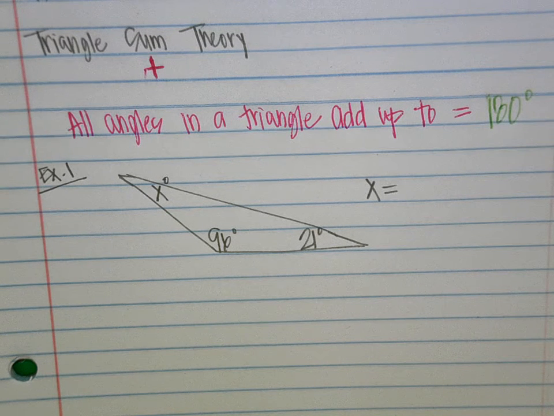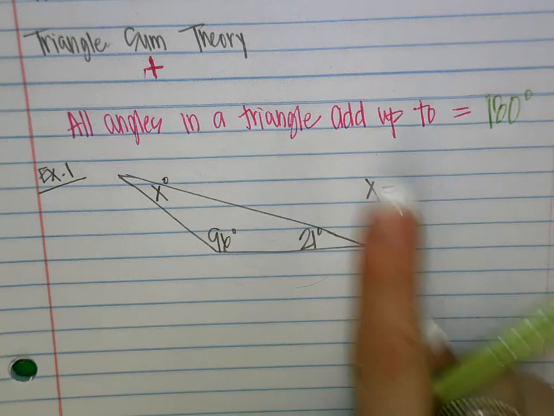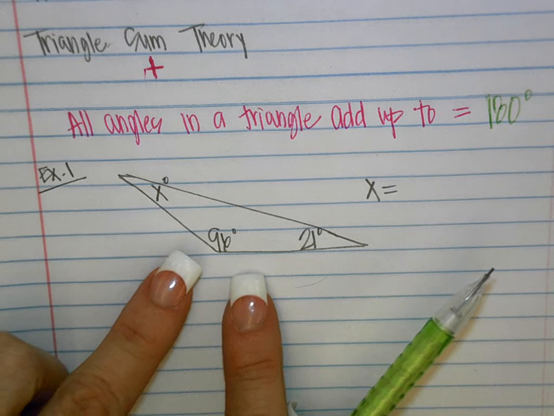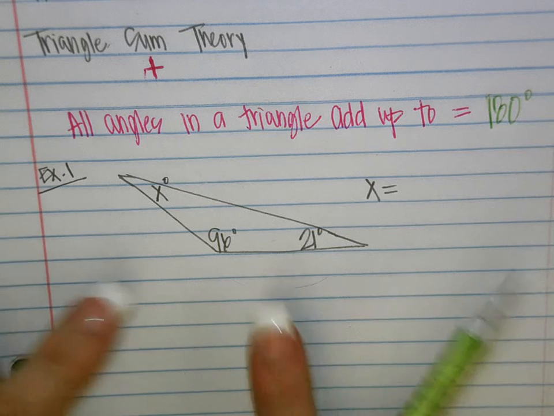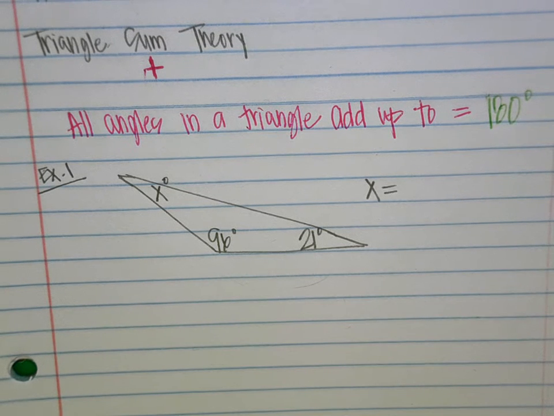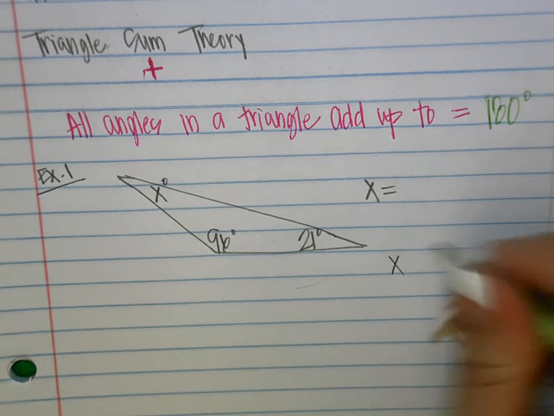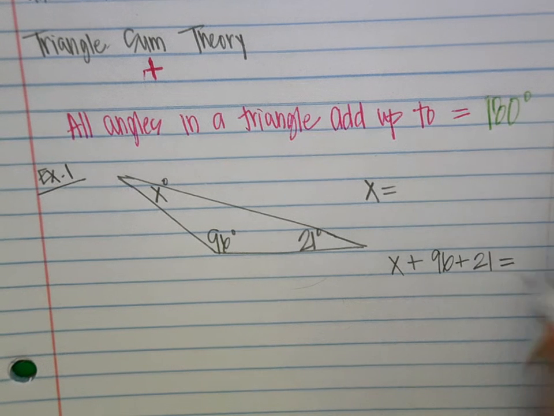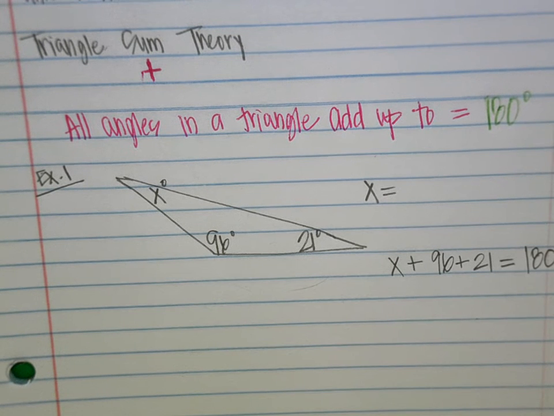So what we have to do to figure out what x equals is we need to set up an equation. Now, we just said that according to the triangle sum theory, everything inside of here adds up, the sum of it is 180. So how would you write an equation here? Any ideas? Yep. 96 plus 21 equals x. Close. Almost. We said all of these together, so the x plus the 96 plus the 21, we said all of them together equal what? 180. That is your equation.